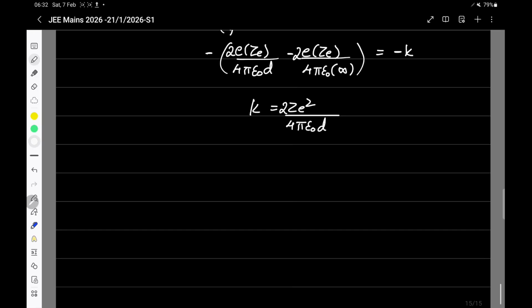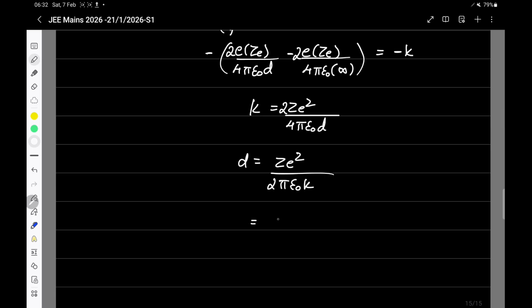So now if you calculate, d comes out to be Ze square divided by 2 pi epsilon naught times kinetic energy. Remember, the kinetic energy is in mega electron volt. To get the answer in SI unit, you should convert that also into joules.